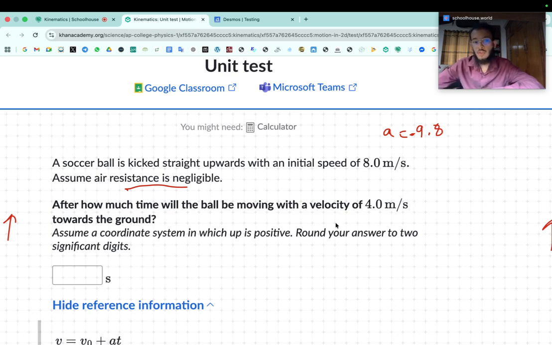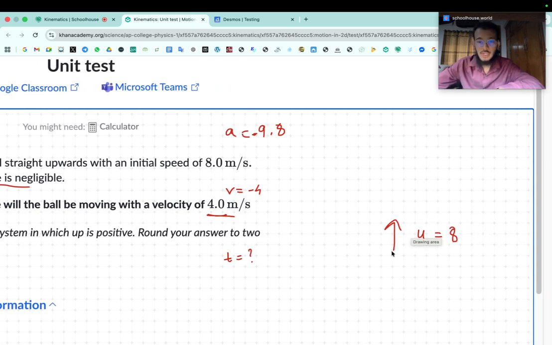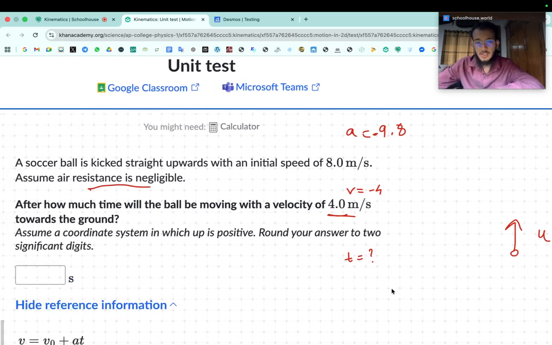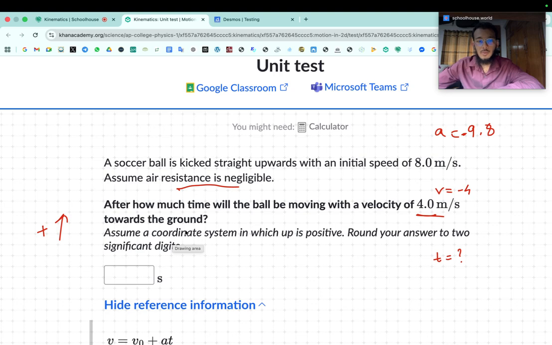After how much time will the ball be moving with velocity 4 meters per second towards the ground? Okay, so final velocity is 4, and time equals what? So 4 meters per second towards the ground, so v equals -4, the opposite direction, because initially it was projected upwards. Upward is positive, and round answers to two significant figures.